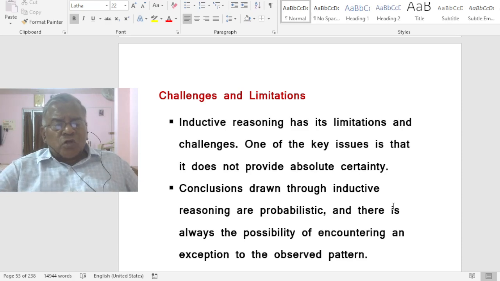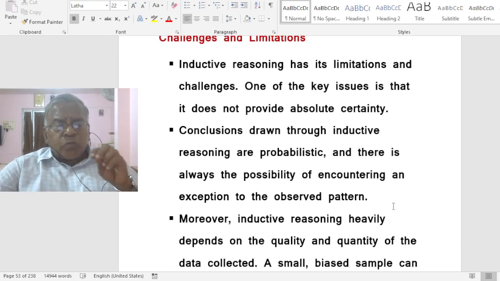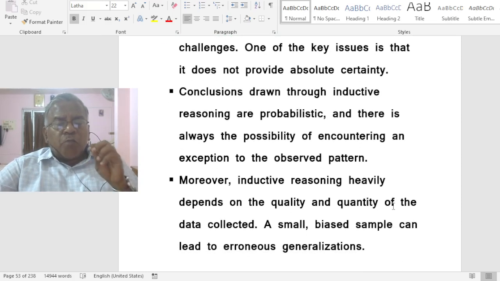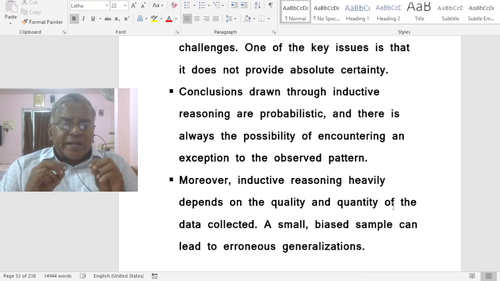The conclusions drawn through inductive reasoning are probabilistic, probable, and there is always the possibility of encountering an exception to the observed pattern. What does this mean?